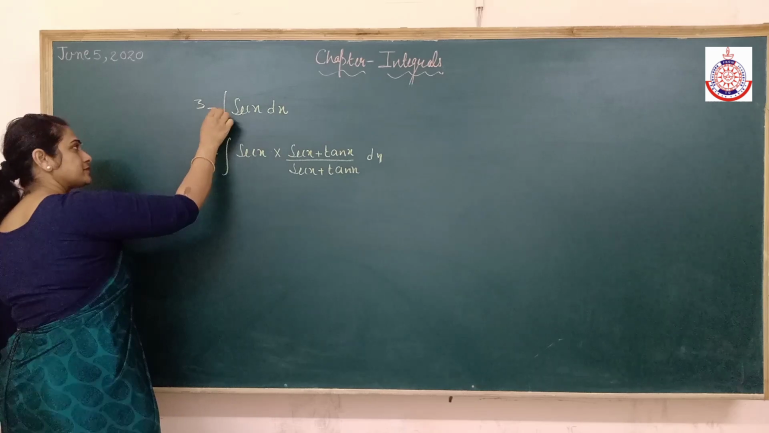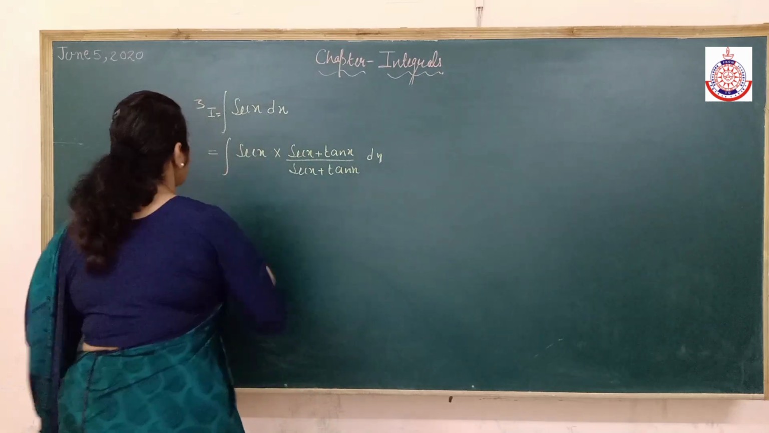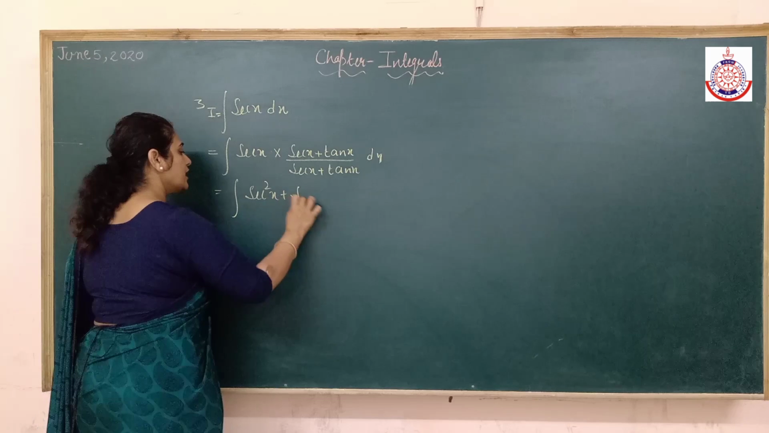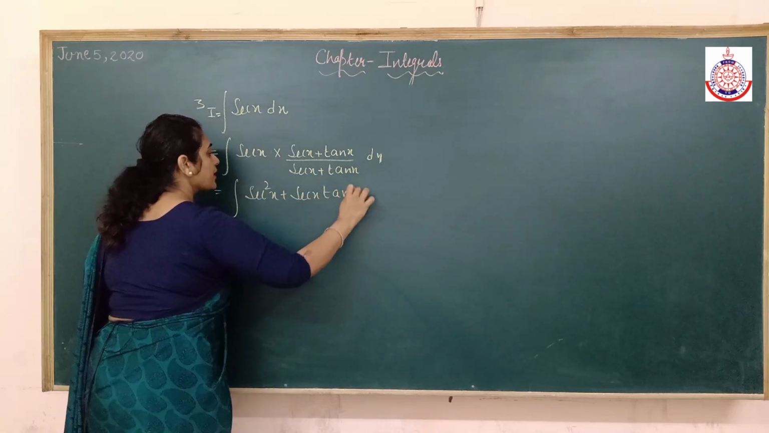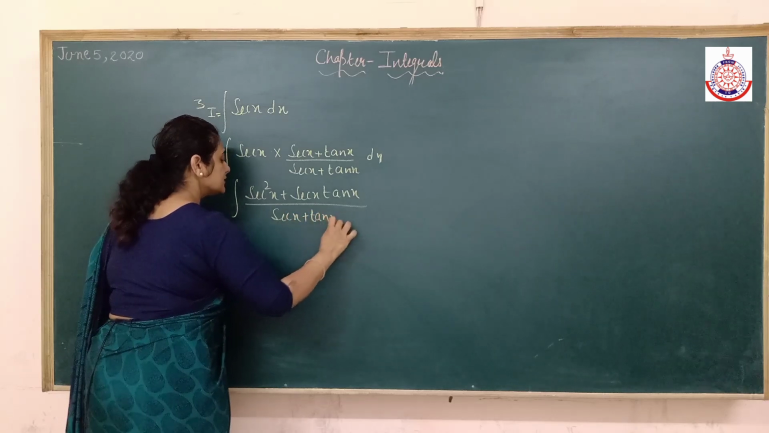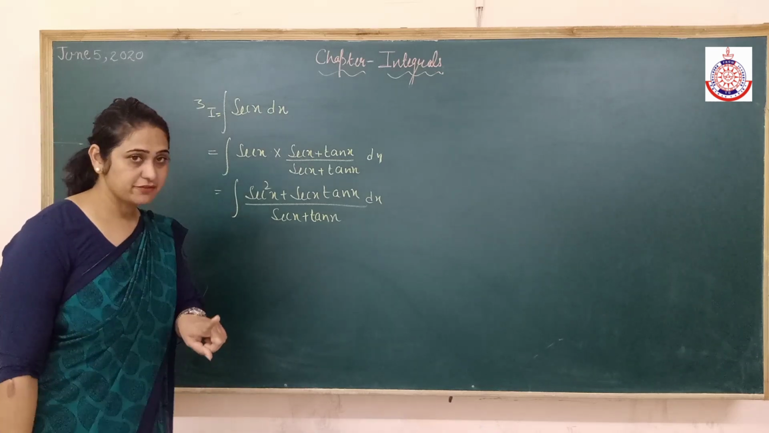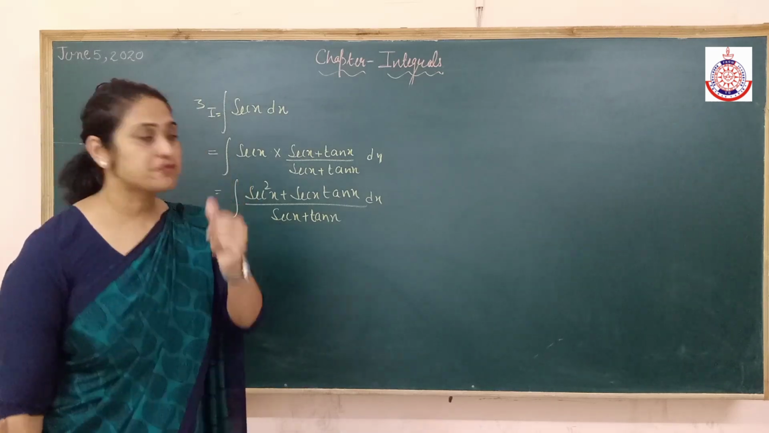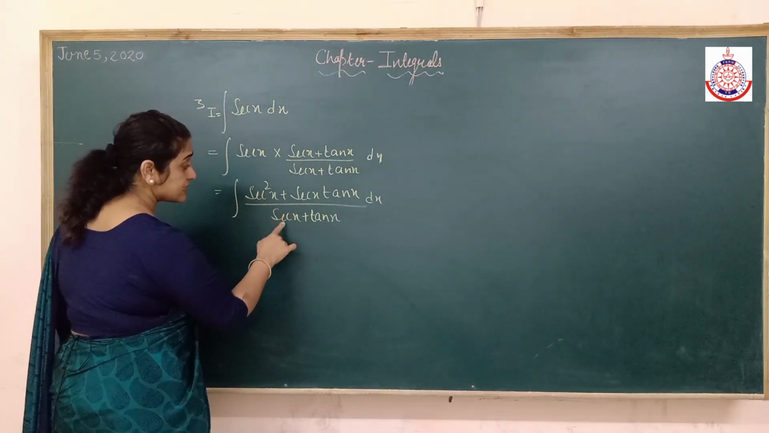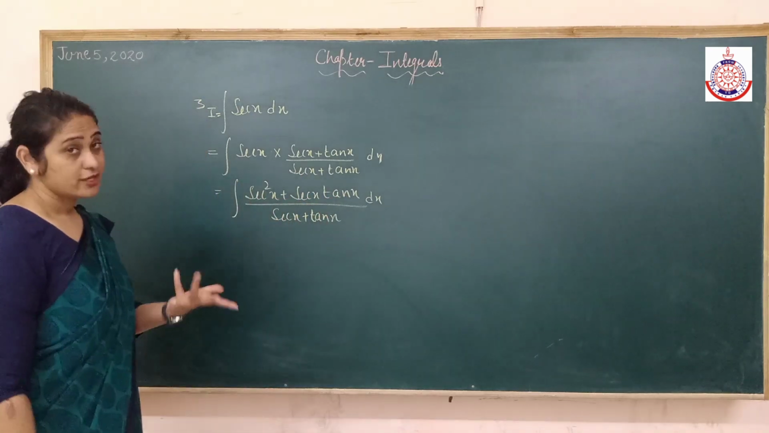Alright, that we can do. I am dividing and multiplying, so the question is balanced. Multiply inside: secant square x plus secant x tan x upon secant x plus tan x dx. Now check whose differentiation is given to me, because I did this step to create the differentiation. Secant x differentiation is secant x into tan x, and tan x differentiation is secant square x. So that's given to me.